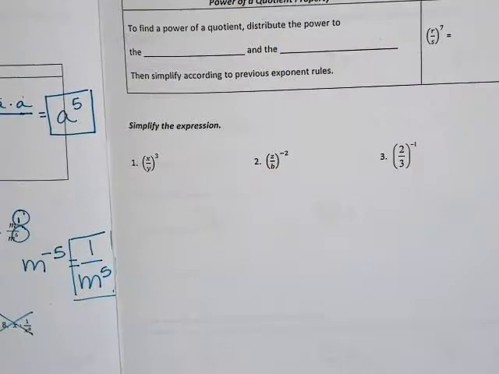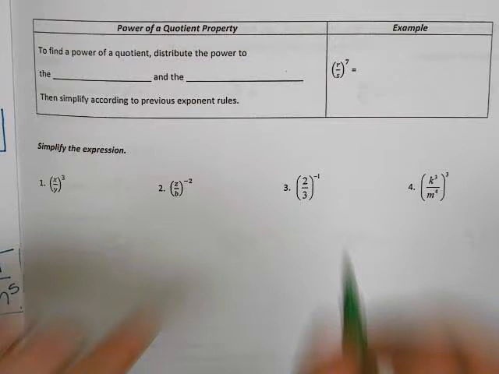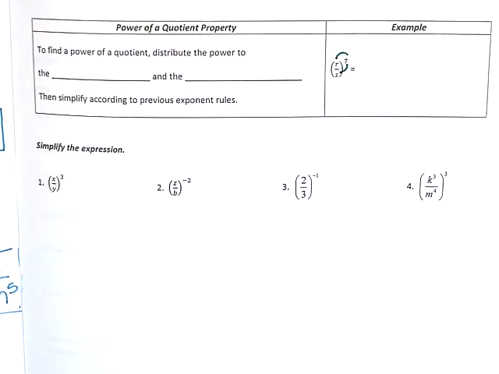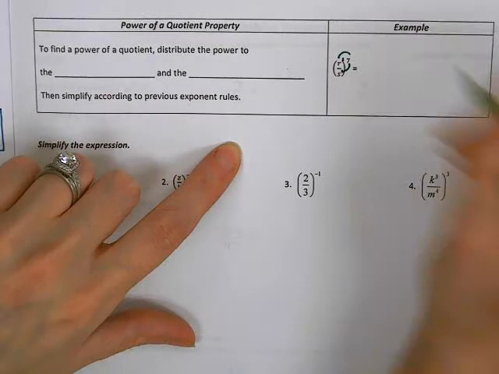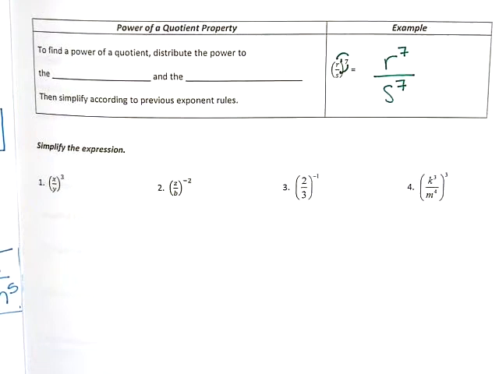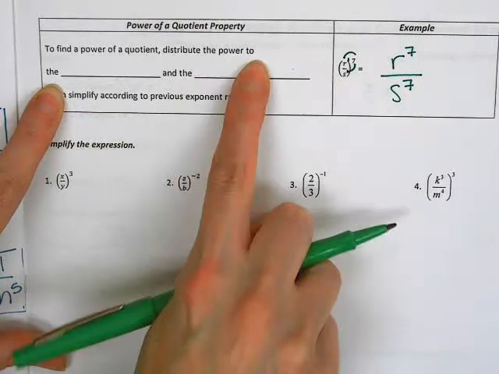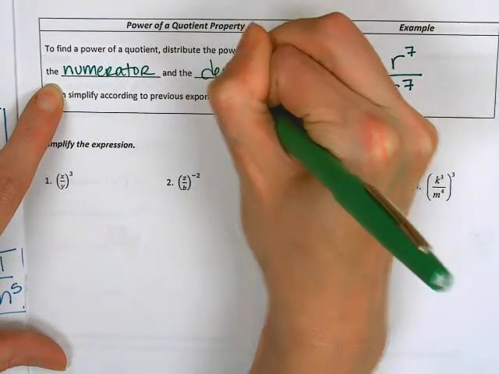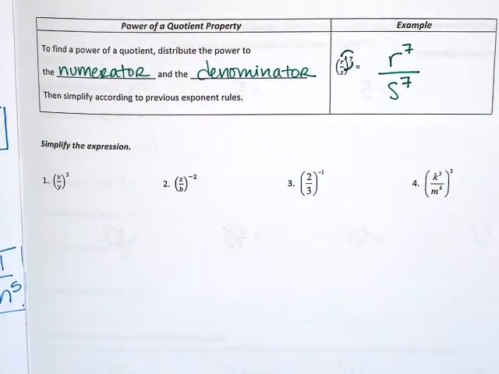All right, guys, one more thing on the last page and then we're done. If you have a fraction to a power, you just need to distribute to the top and the bottom. So if it's R over S and we give them both 7s, it would be R7 over S7. So just distribute to both. So to find the power of a quotient, distribute the power to both the numerator and the denominator. It's got to go to both. And then simplify like normal.